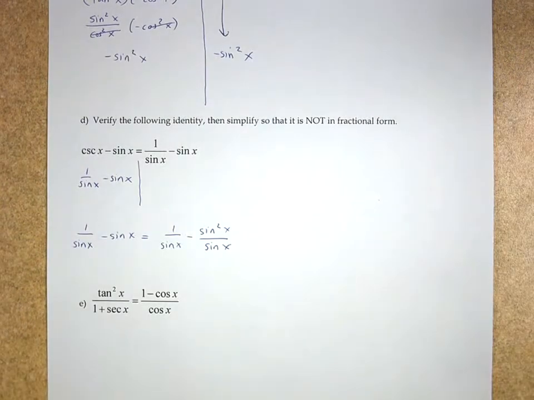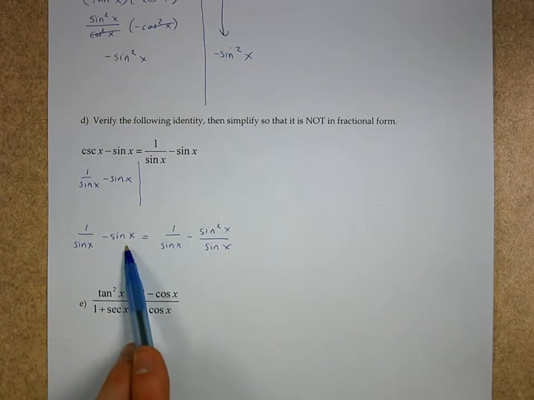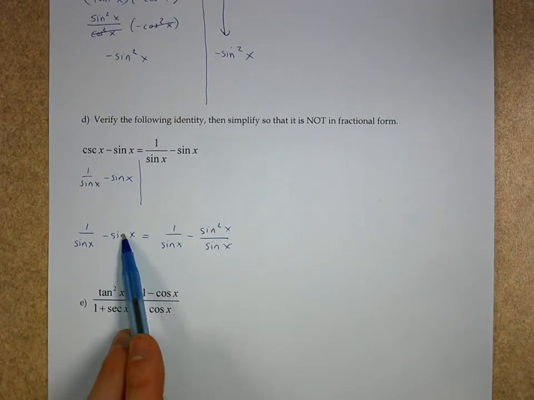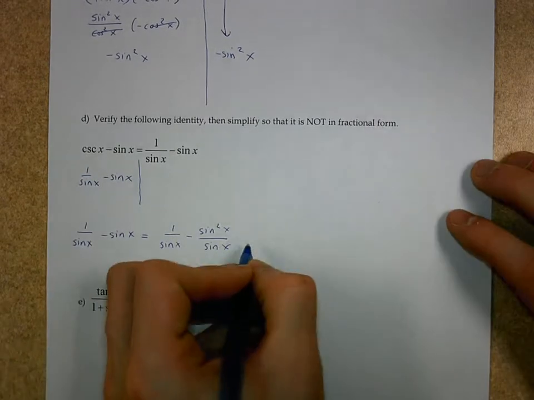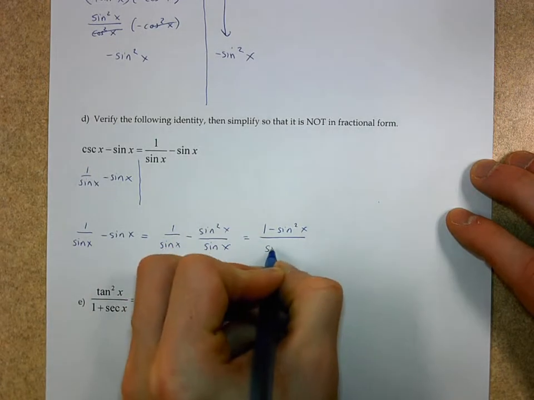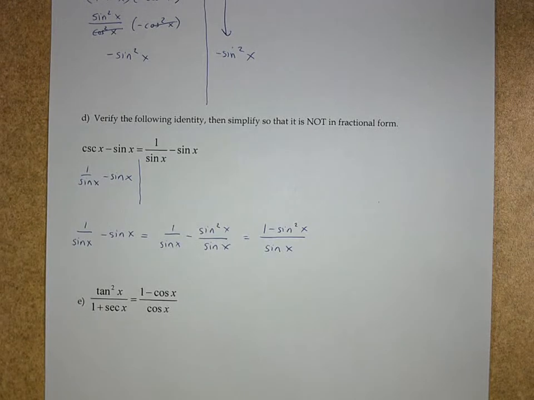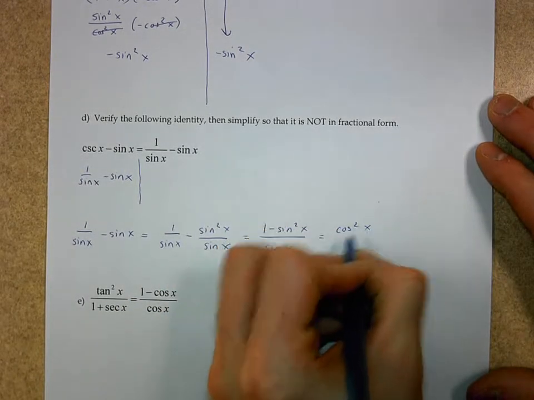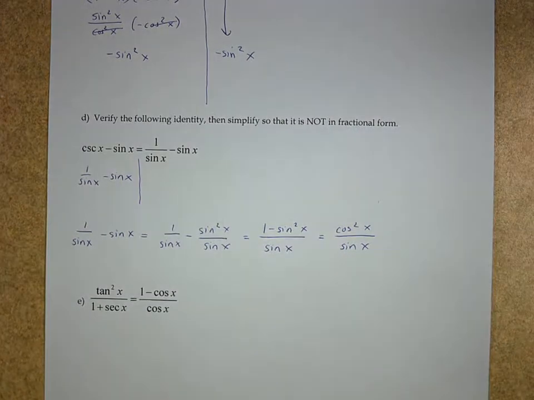So first thing I did here is that this sine of x is going to be sine of x over 1. To make a common denominator of sine of x, I've got to put a sine of x down here, which I need an extra sine of x in the numerator then, which gives me sine squared of x. So 1 minus sine squared of x over the sine of x is my expression. We know 1 minus sine squared of x is going to be cosine squared of x over sine of x.